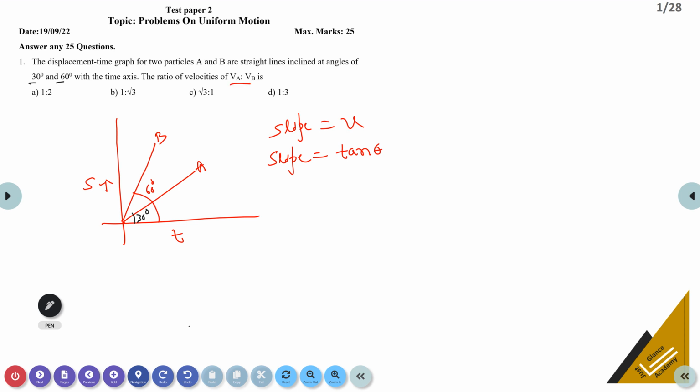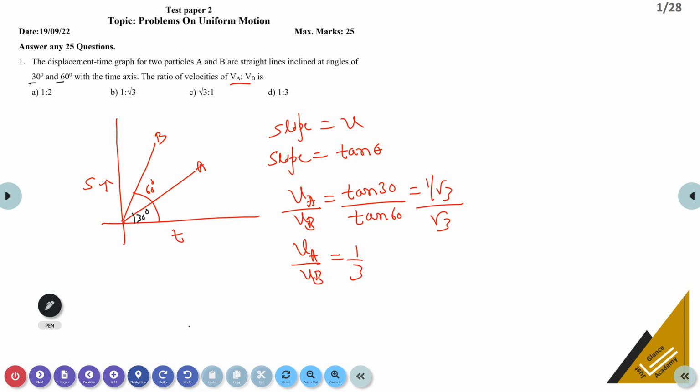He is asking the ratio of the velocity, so that VA divided by VB equals tan 30 degree divided by tan 60. What is tan 30? 1 divided by root 3. And tan 60 is root 3. So that VA divided by VB equals 1 by 3, equal to 1 is to 3. Then check which is the right answer. Here 1 is to 3 is the right answer. Clear?